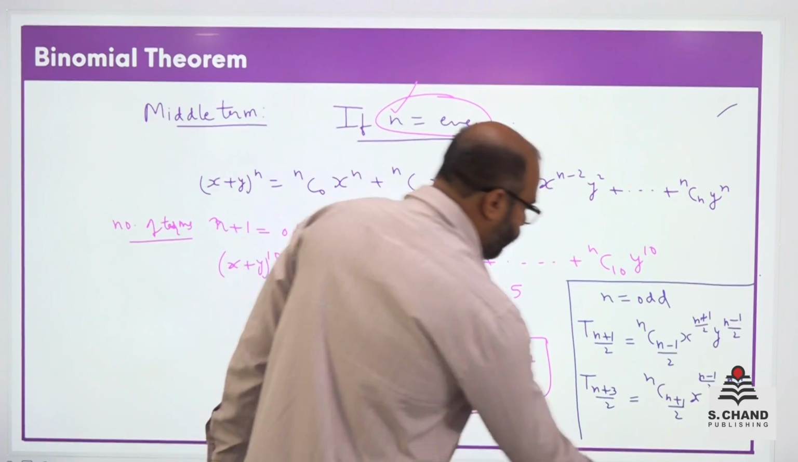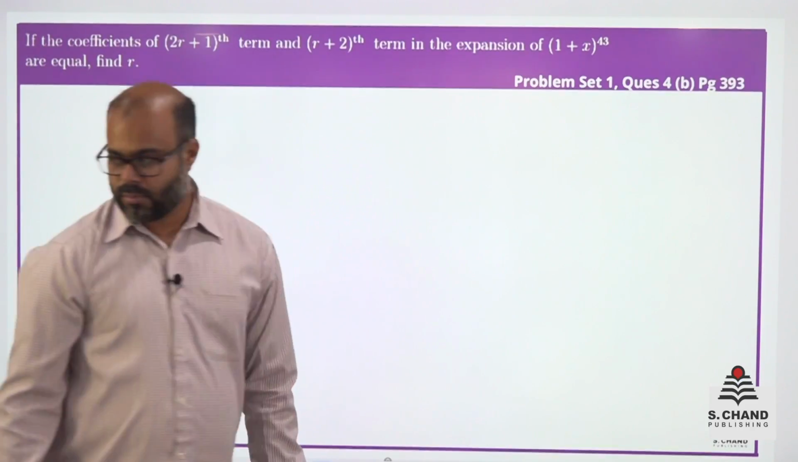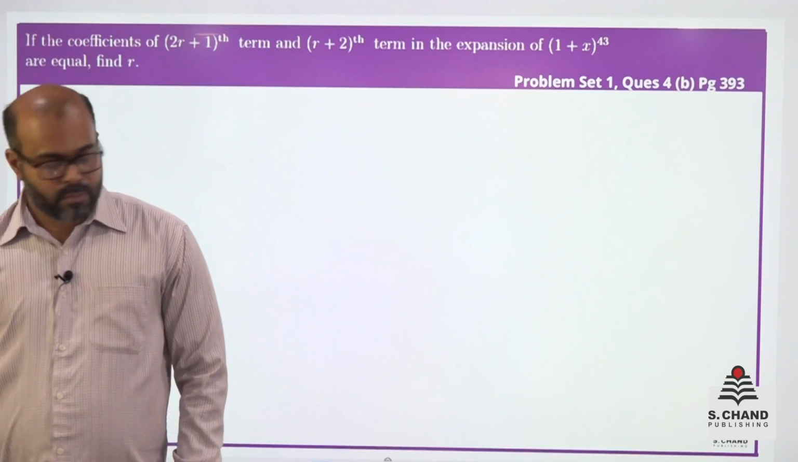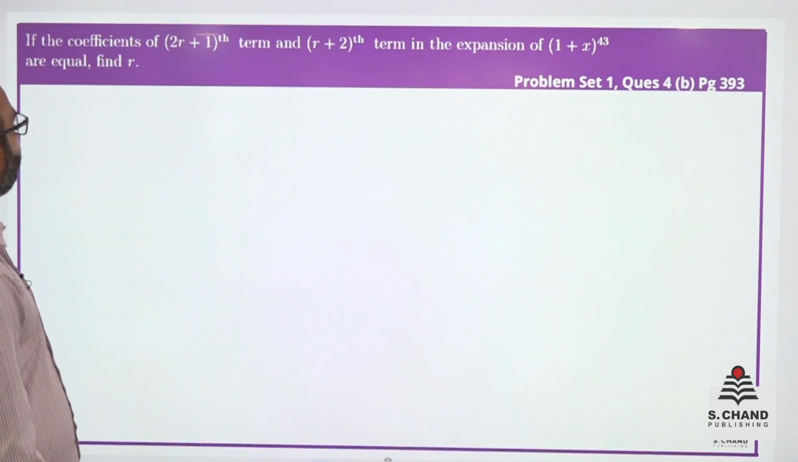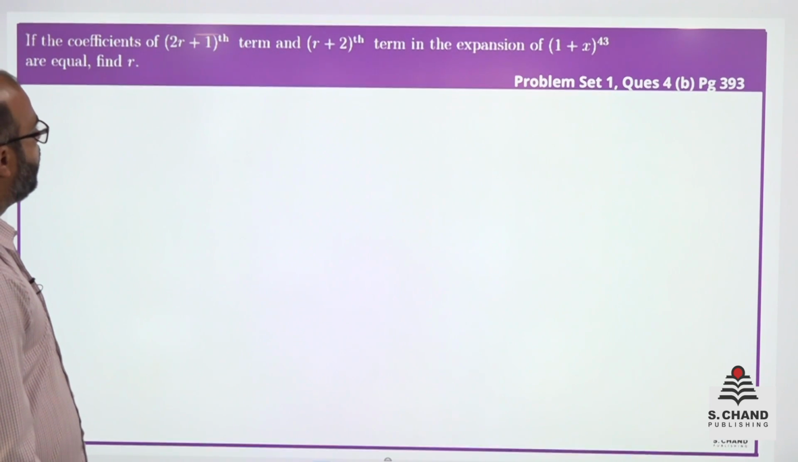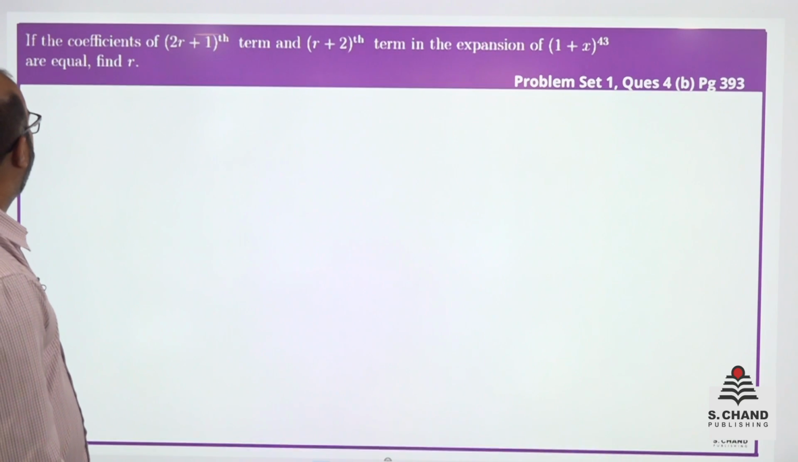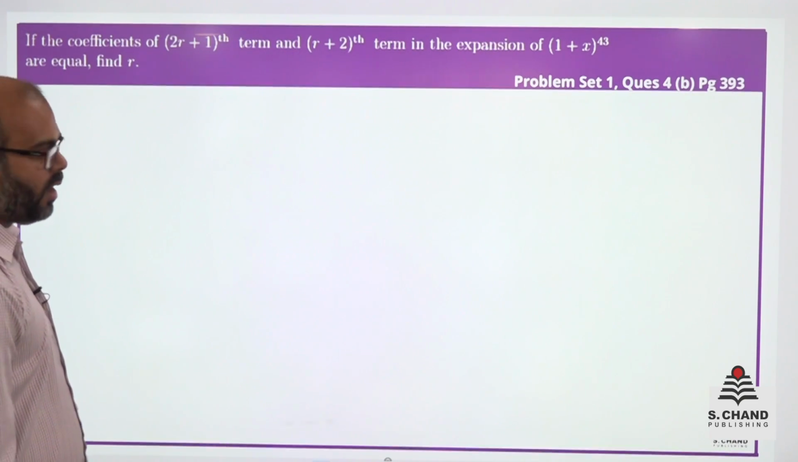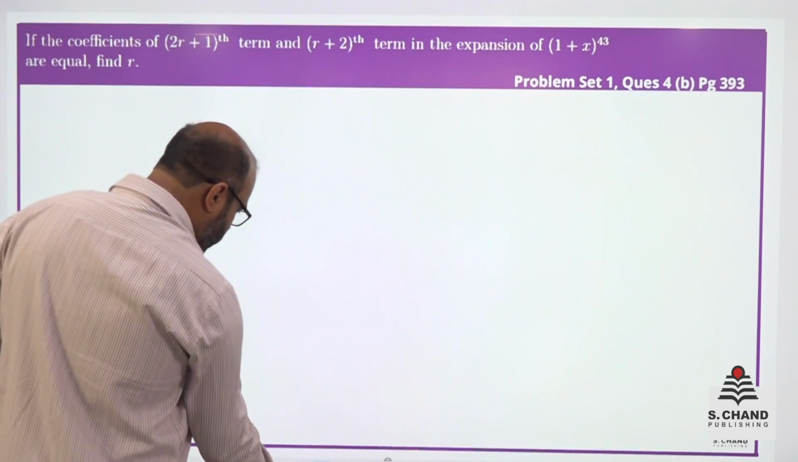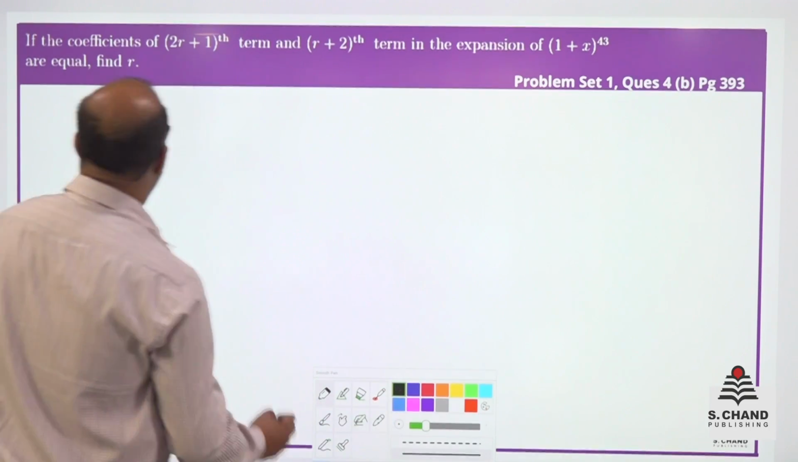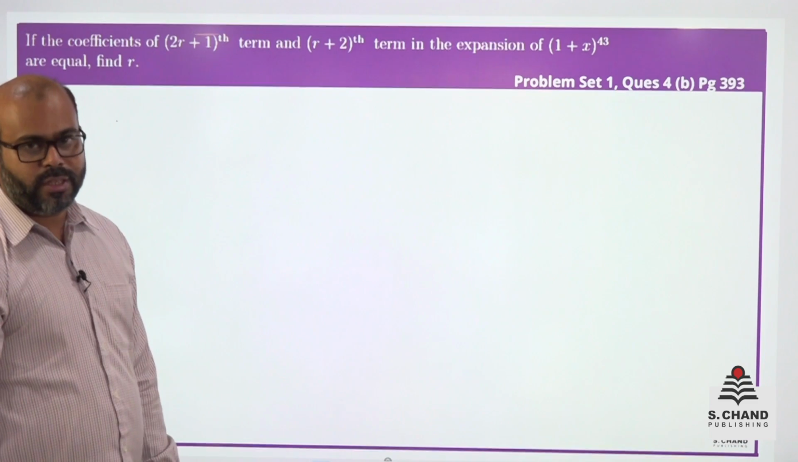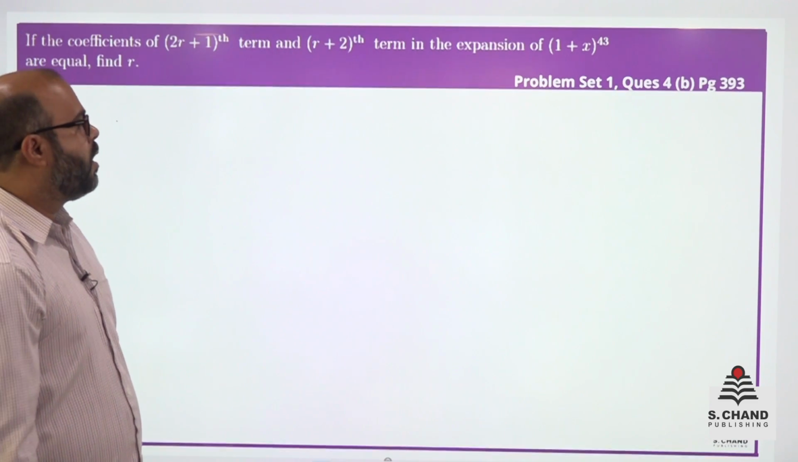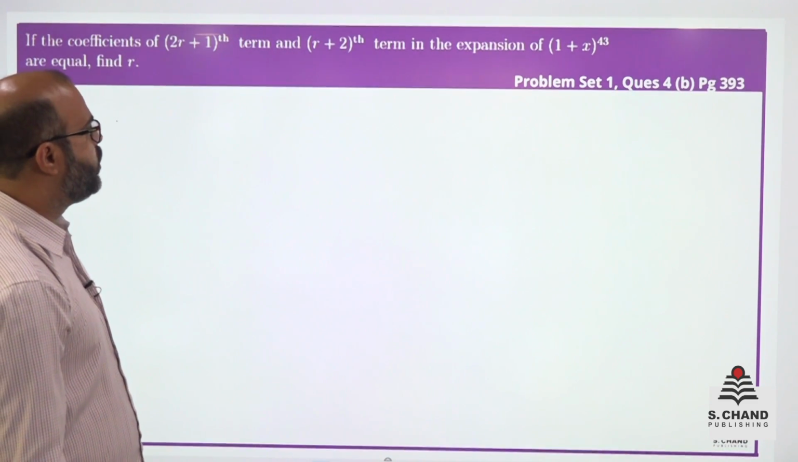Now let us come to a few questions here. As you can see, the first question says, if the coefficients of the (2r plus 1)th term and the (r plus 2)th term in the expansion of (1 plus x) to the power 43 are equal, find r. So (1 plus x) to the power 43 is the binomial, and its binomial expansion will give you the general term.